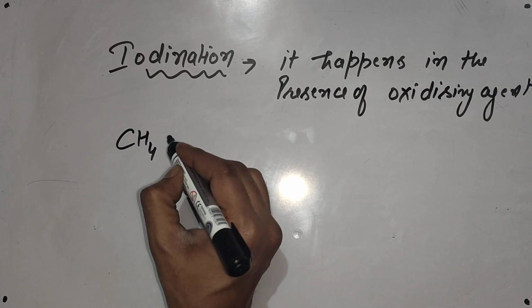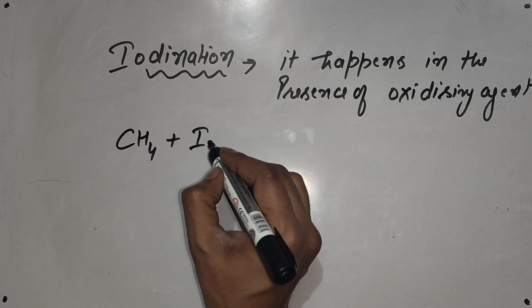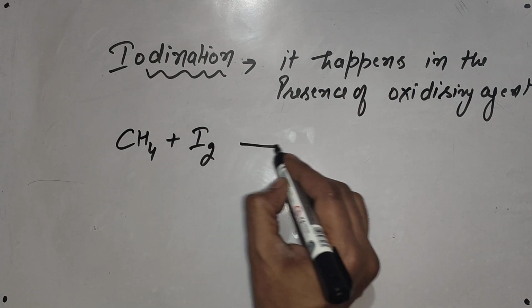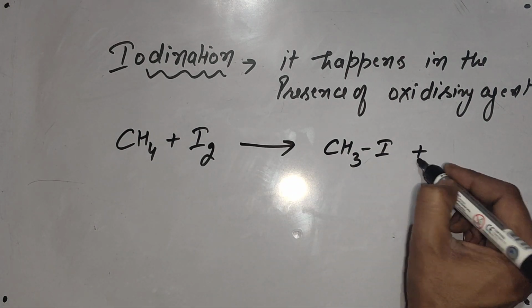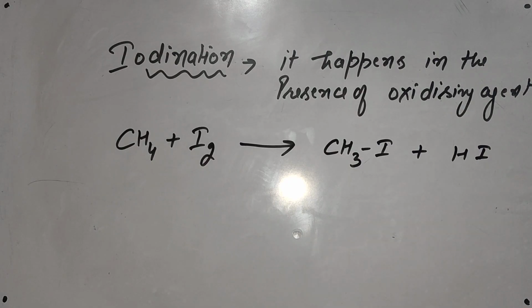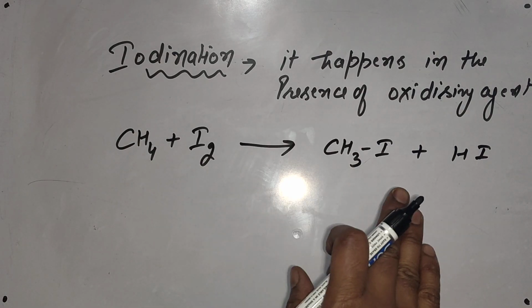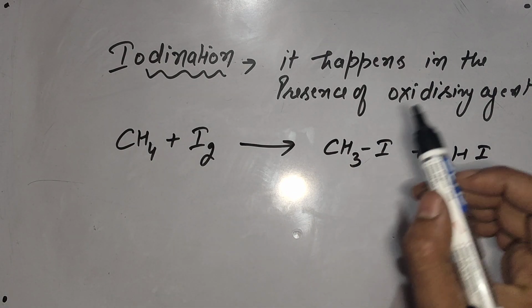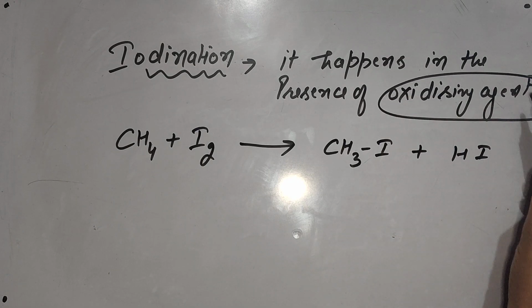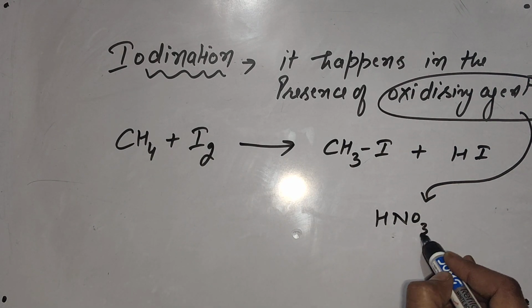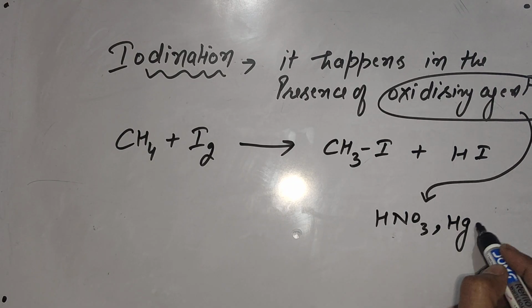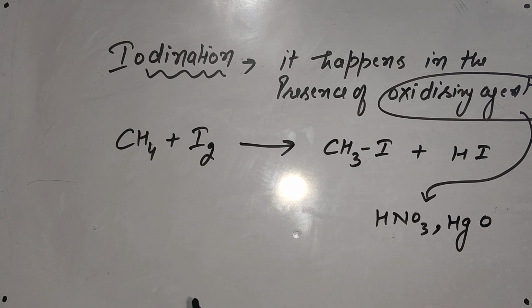Suppose CH4, I am going to iodinate with iodine. The product will be CH3I plus HI. In this reaction, we need one extra chemical, an oxidizing agent like nitric acid, HgO, mercuric oxide. These oxidizing agents we need here.